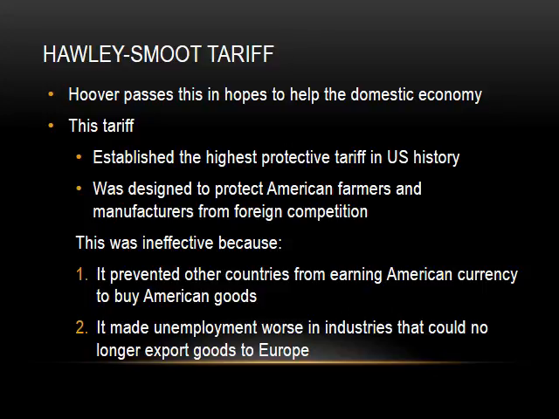First, it established the highest protective tariff in United States history and was designed to protect American farmers and manufacturers from foreign competition. The way it did this was by lowering American-made goods prices and raising the prices of foreign-made goods. However, this was ineffective because one, it prevented other countries from earning American currency to buy American goods, and two, it made unemployment worse in industries that could no longer export goods to Europe.